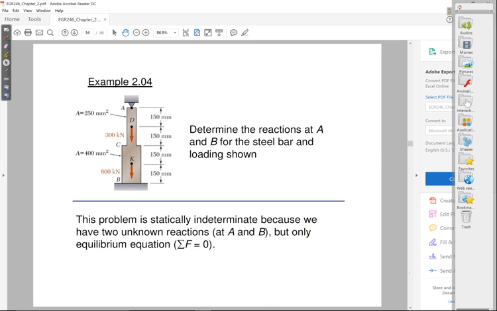Well, in actuality, is B going to deflect? No. This structure is fixed at both ends, at A and B. So this structure cannot deform at all at A or B.